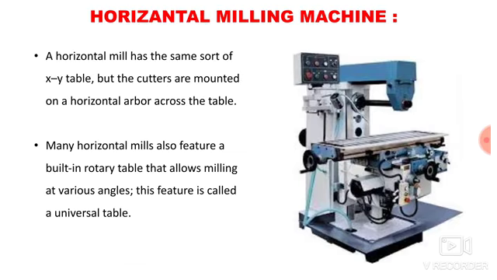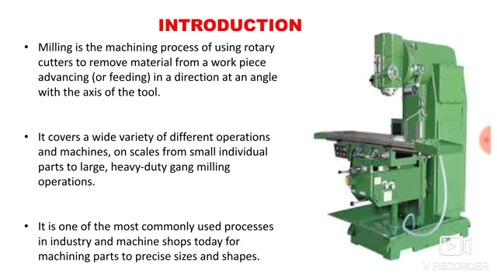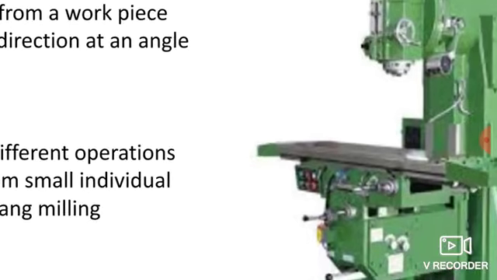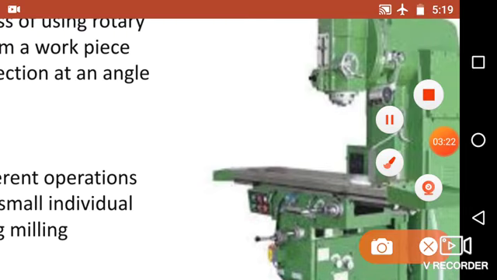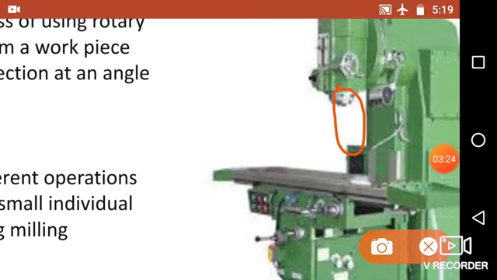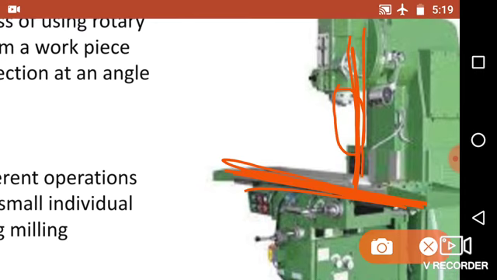Now this is an image of a horizontal milling machine. Earlier to this slide we have seen the vertical milling machine. Here at this point you can attach your milling cutter, and the axis of this milling cutter is perpendicular to the table. So this is the table axis. Here I am showing the table axis, and the axis of the milling cutter is perpendicular to your table axis.